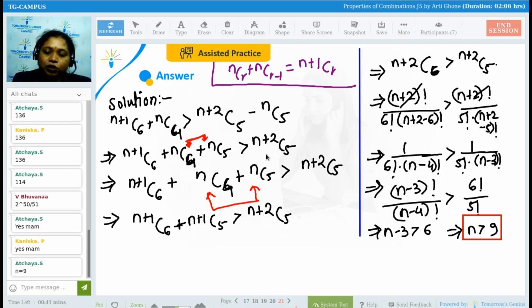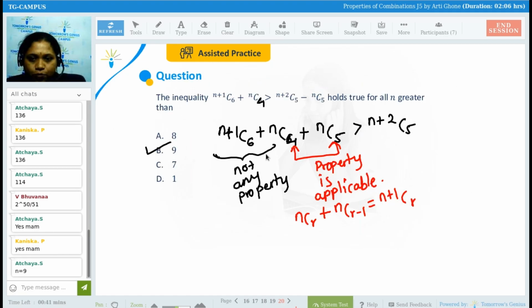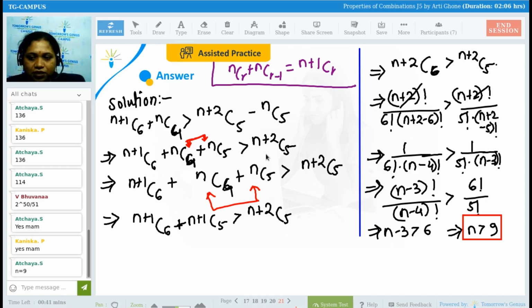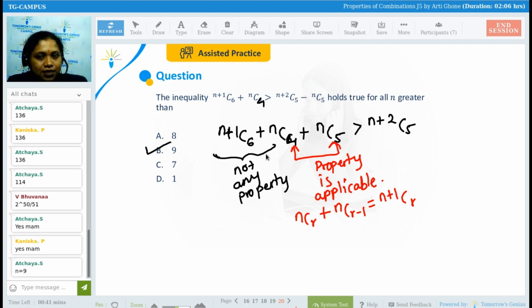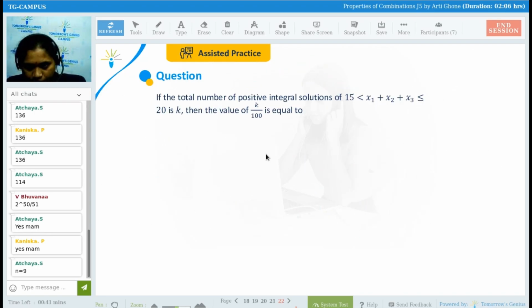Clear? Okay. If we divide or multiply with a negative number, we have to reverse the inequality. That you must also keep in mind. Now, obviously combinations produce positive integers. That's why the inequality never changes. And if you solve, you will get n is greater than 9. So they are asking the same: what holds true for n greater than? Only 9 will be the answer. Clear? Okay. Yes. Now, next question. Just try to understand this question.